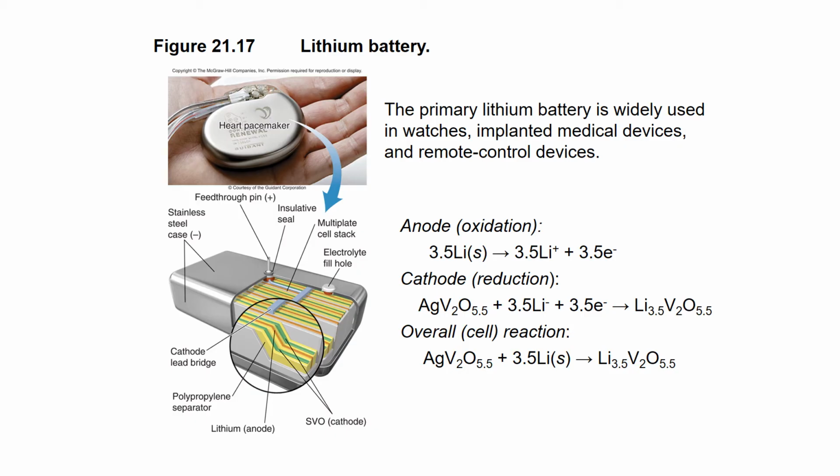Then we have the lithium battery, widely used in watches, implanted medical devices like the heart pacemaker here, and remote control devices. Once again, that is what we have in the anode, that is what you have in the cathode, and then you combine the two equations to give you this as our overall reaction. So these are some of the different types of batteries and their components that we need to be able to appreciate.